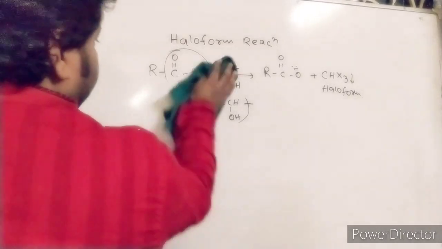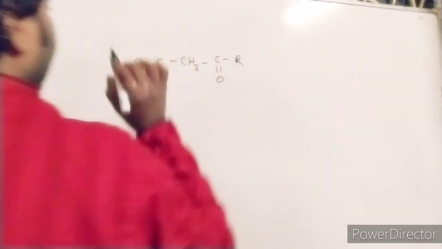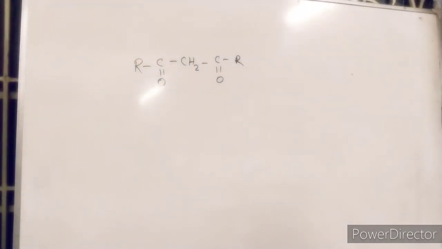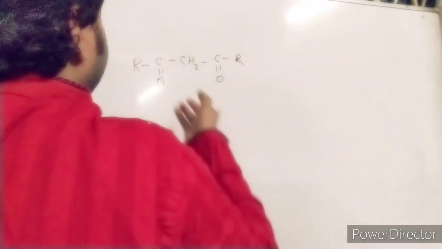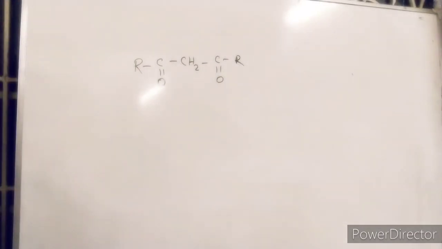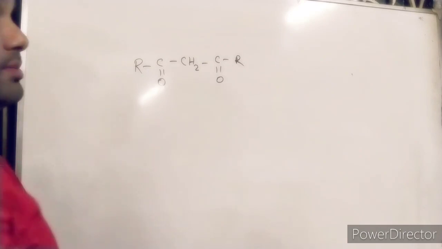But suppose you have this compound. I haven't talked about the alkyl group. Look at this, I haven't talked about the alkyl group. I do not know which alkyl group is there. But my question is, will this undergo the haloform reaction?